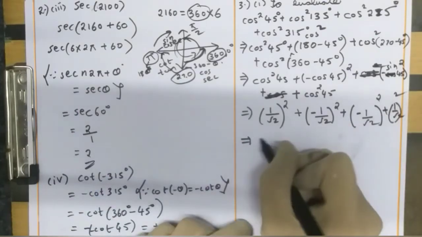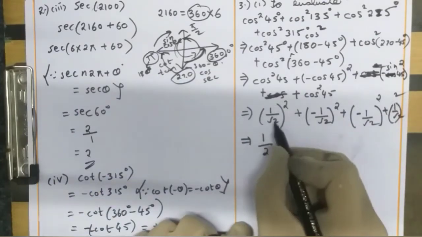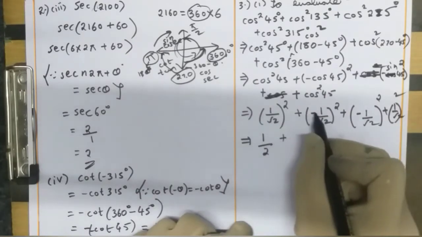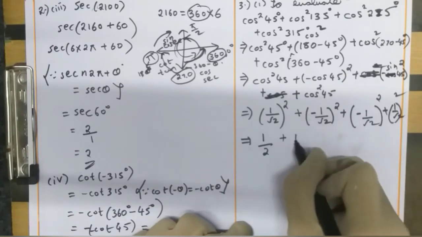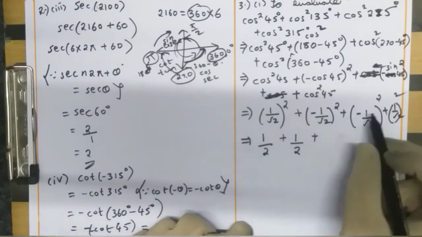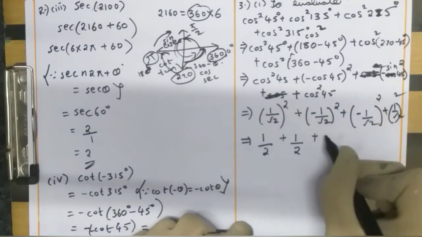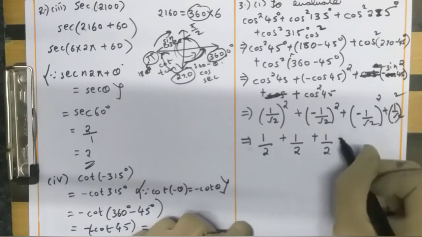Now 1 by root 2 whole square is 1 by 2 only, because 1 ones are 1 and root 2 into root 2 is 2. Plus again, minus into minus is plus only, square it is there. Minus 1 by root 2 into minus 1 by root 2 is plus 1 by 2 only. Plus again, minus into minus is plus, so 1 by 2. Again here also, plus 1 by 2.